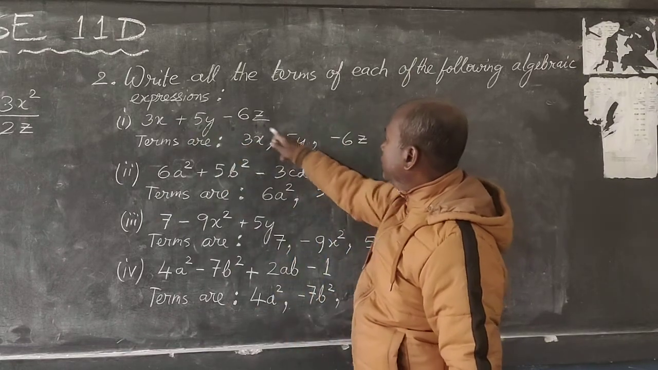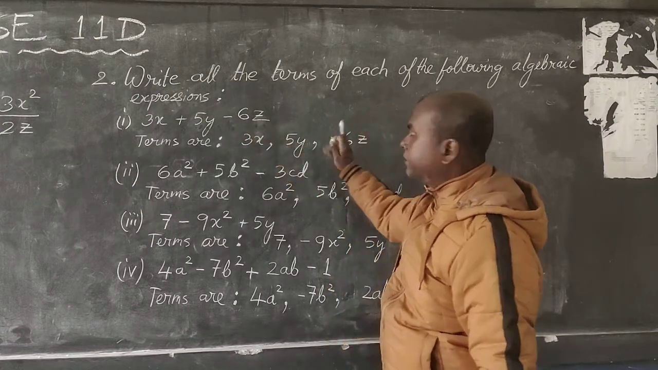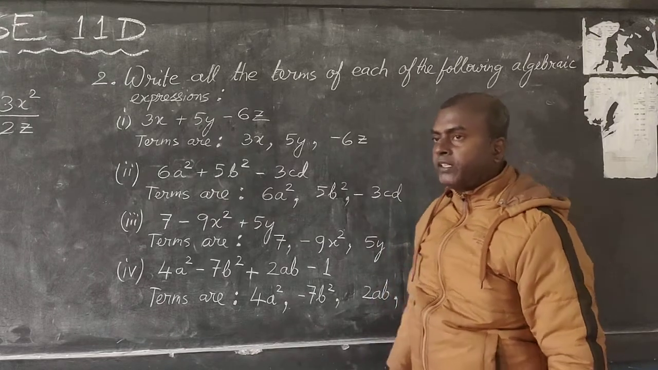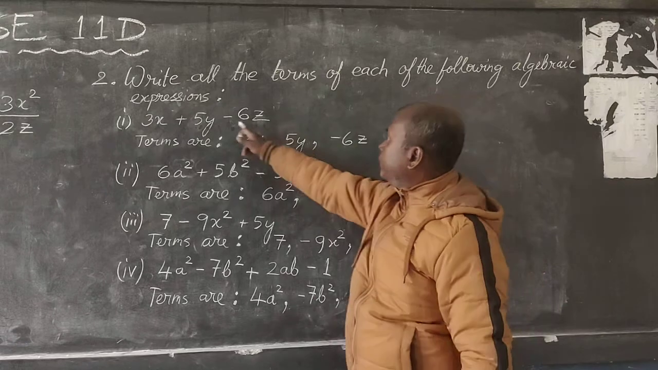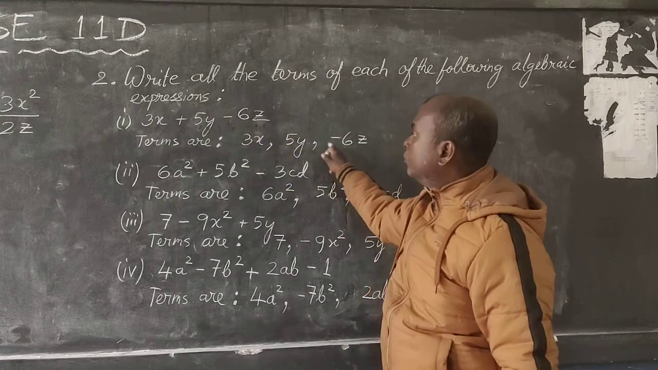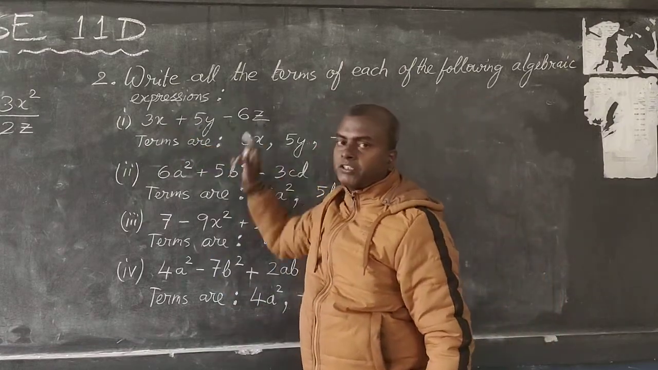So again comma, and what is the next term? Minus 6z. Sign also has to be included in it. Okay, by default, if any number doesn't have any sign, it's plus. But if you have a minus, then you have to specify it. You have to write it and show. So these are the terms. If you combine these terms, you will get back this expression.